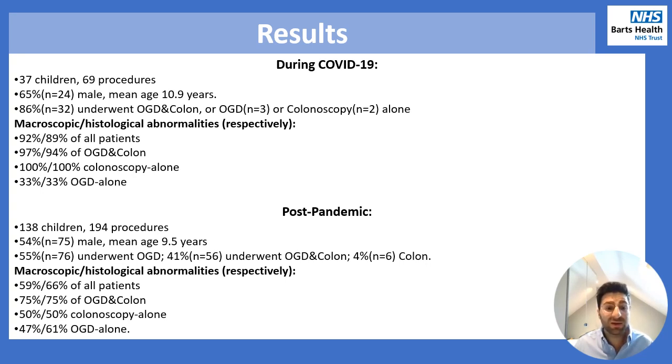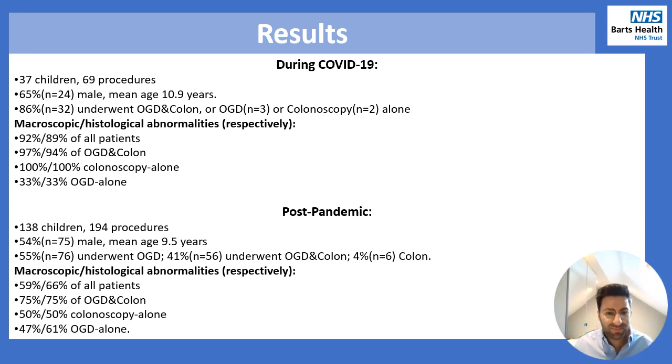These were similarly high numbers for OGD and colonoscopy: 97% had macroscopic abnormalities and 94% had histological abnormalities. In the children undergoing colonoscopy alone, all of them had both macroscopic and histological abnormalities, but in the children who underwent OGD alone, only a third did.